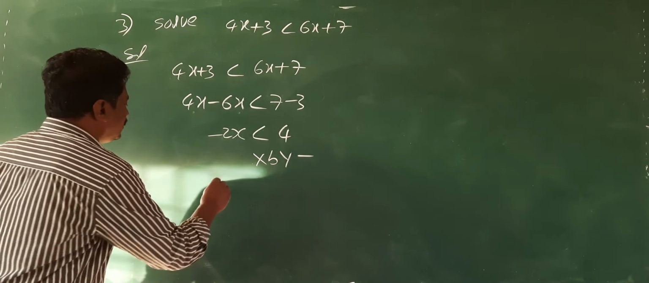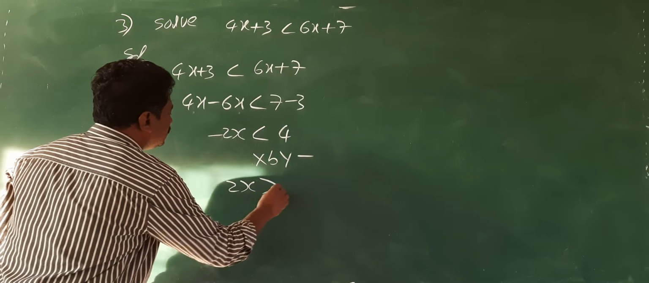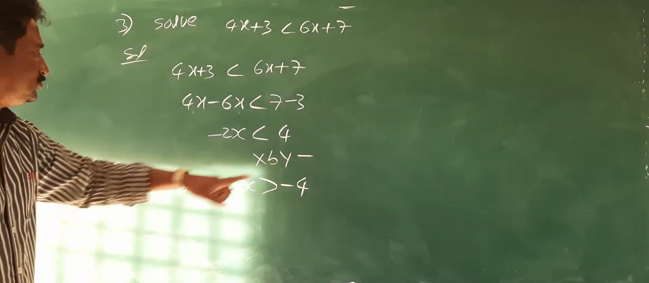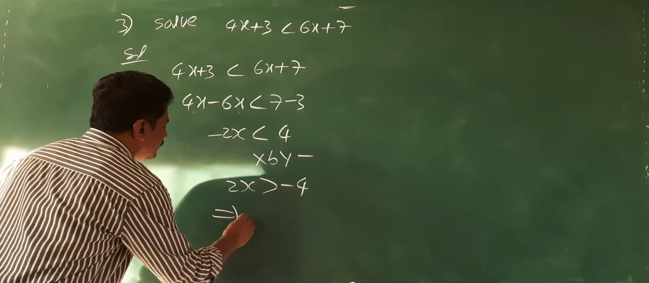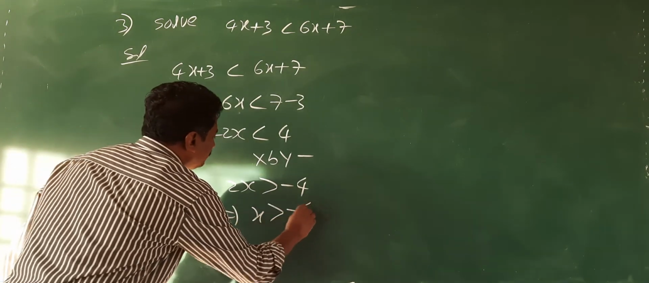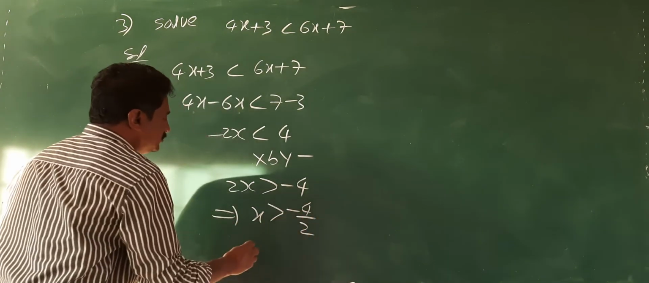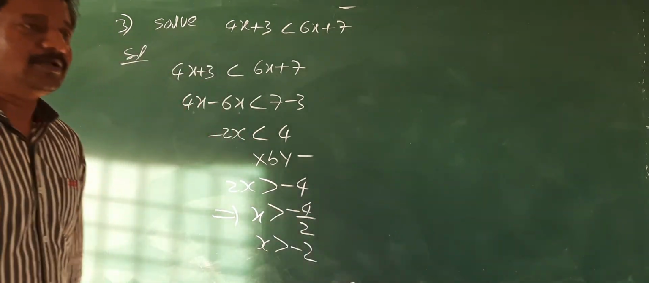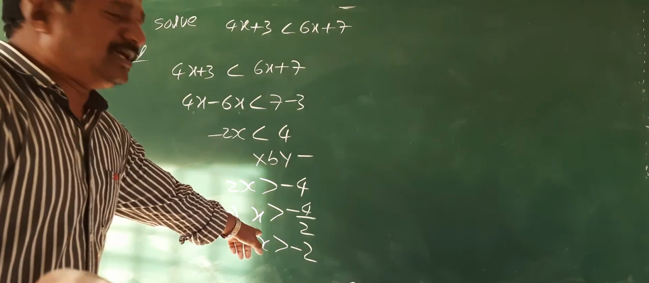So tell me what happens. So 2x is greater than minus 4. So this implies x is greater than minus 4 by 2. So x is greater than minus 2. So here x is an integer.